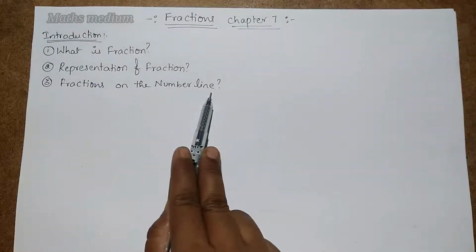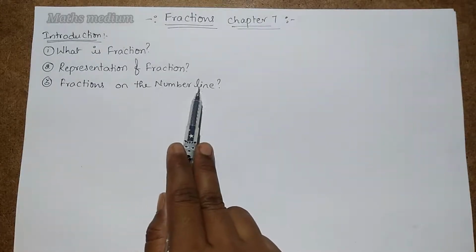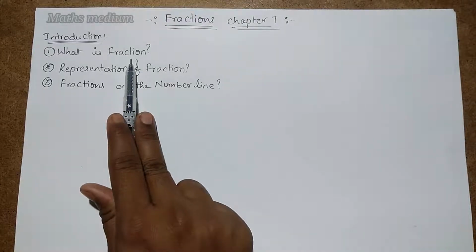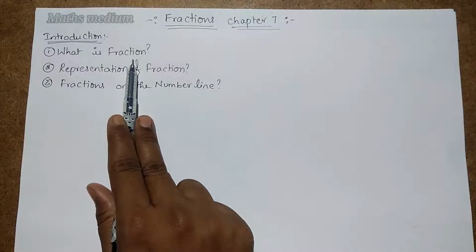So we know the number line. In fractions, we have to represent them on a number line. Here it is: what is a fraction. So it is also the definition of a fraction. So let's start with the fraction.